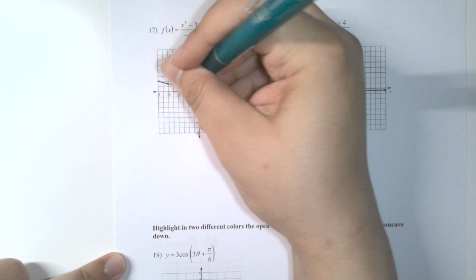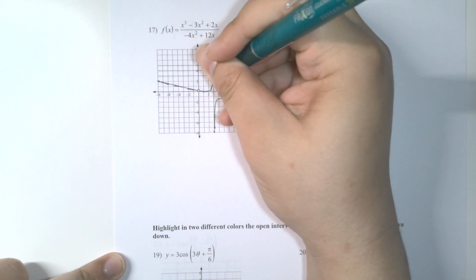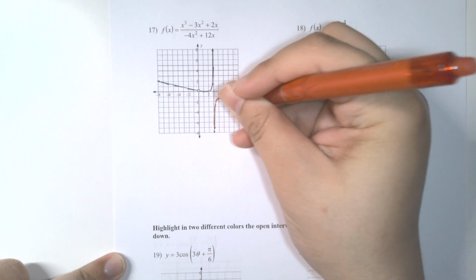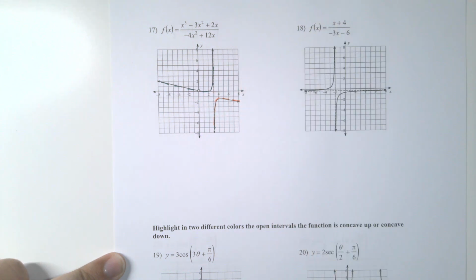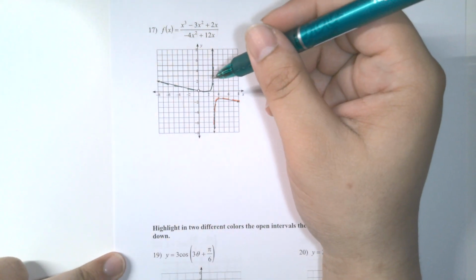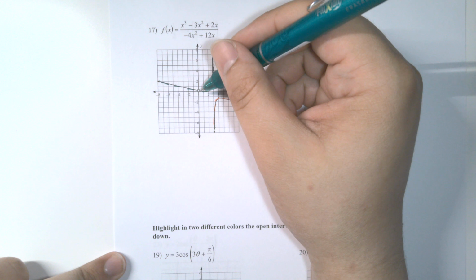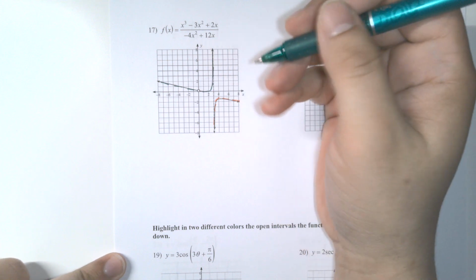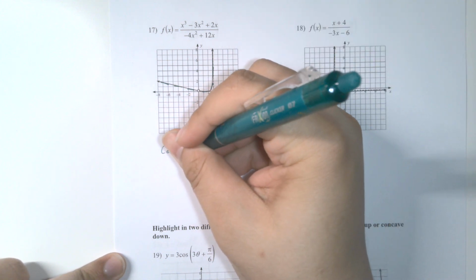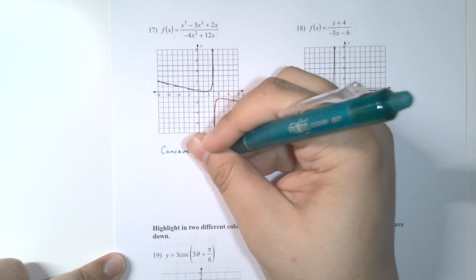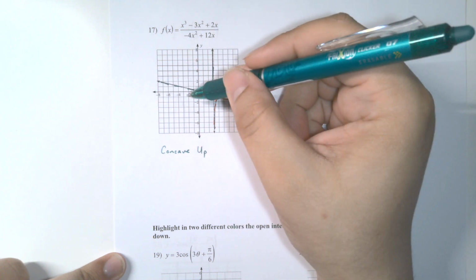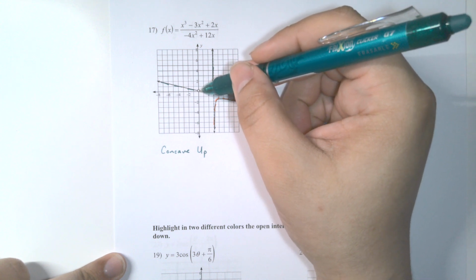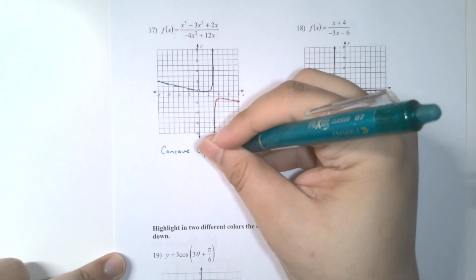So concave up here, concave down here. The only issue now is this hole that we have in our graph. So our function is not defined at this hole. So it is concave up along this whole interval here, except right here. We can't say that it's concave up or down right there. So anytime we have a hole in our graph, we just jump over it.